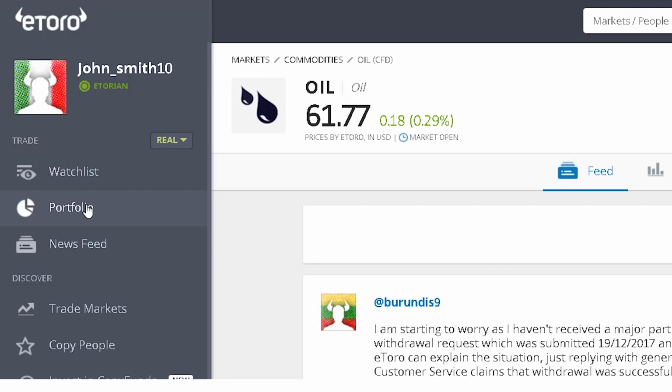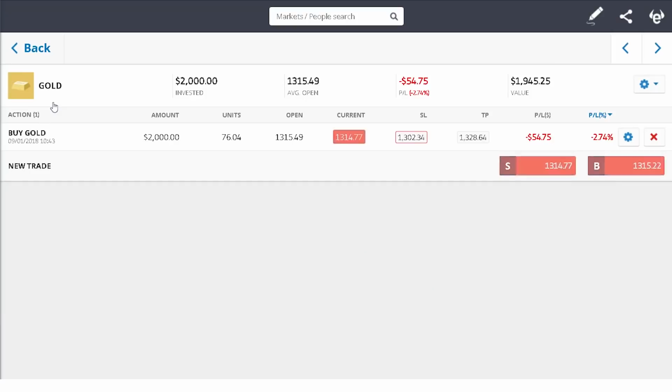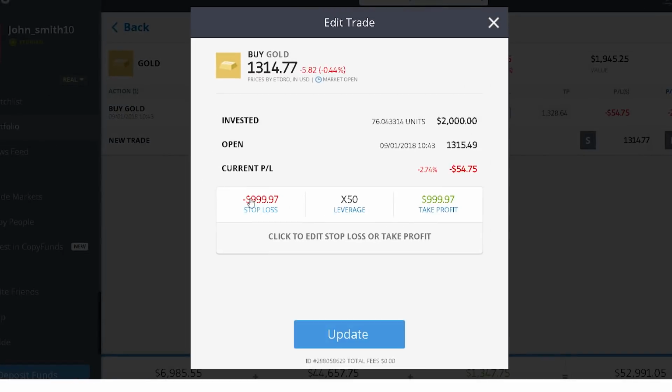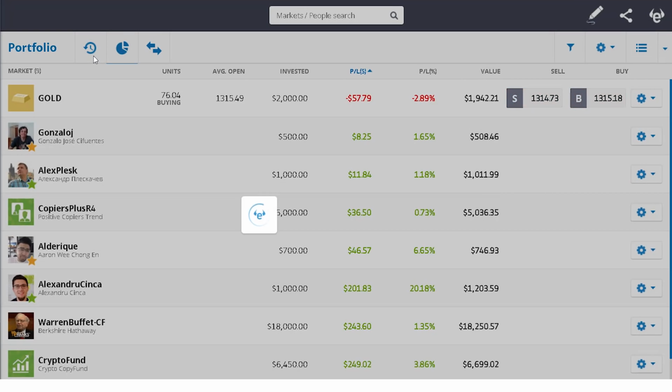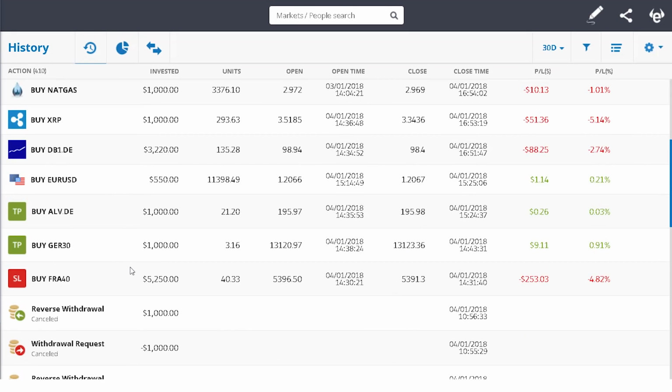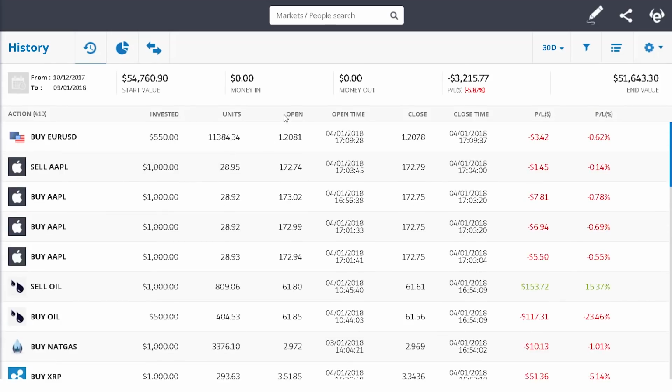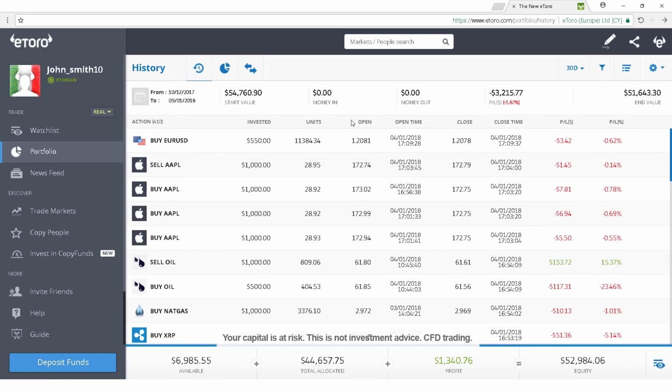If you go to your portfolio and click on an open position, you can see your stop loss and take profit for that position. If you wish to check whether you have had any positions closed automatically, go to your portfolio history. As you can see, some of the positions have been closed after a take profit or stop loss have been triggered. Positions that were closed due to a stop loss being triggered will have a red SL icon next to them. Those with a green TP next to them were closed due to a take profit being triggered.